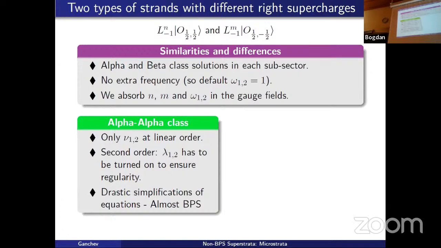And one thing you can observe is that because we absorb these things in the gauge fields and they don't appear in the equations of motion, in fact, I also said that when you take n equals m, you get a BPS solution, BPS state. This means that the equations of motion are exactly the same whether you're looking at the BPS or the non-BPS state. And the only thing that determines whether you're considering a BPS or a non-BPS state are your boundary conditions.